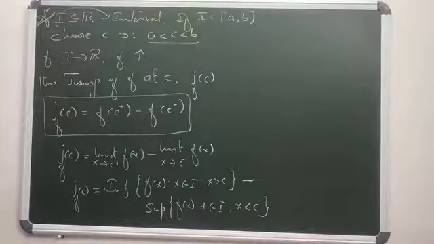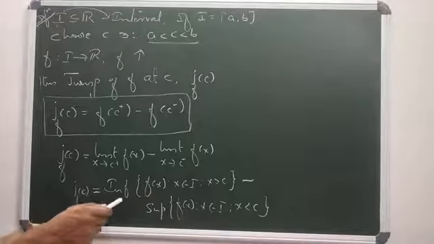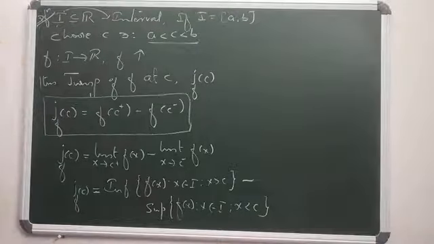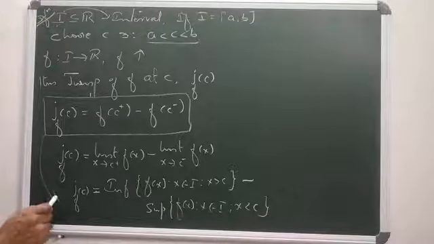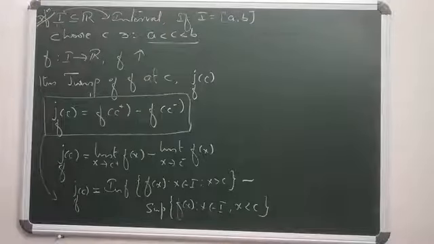So this is the jump of f at C, where C is not an endpoint of the given interval and f is an increasing function. J_f(C) is defined as the infimum of f(x) for all x in I with x greater than C, minus the supremum of f(x) where x is in I with x less than C. Okay.